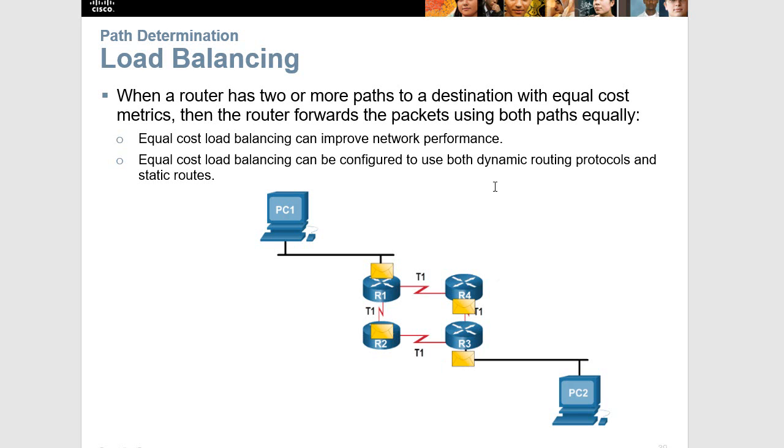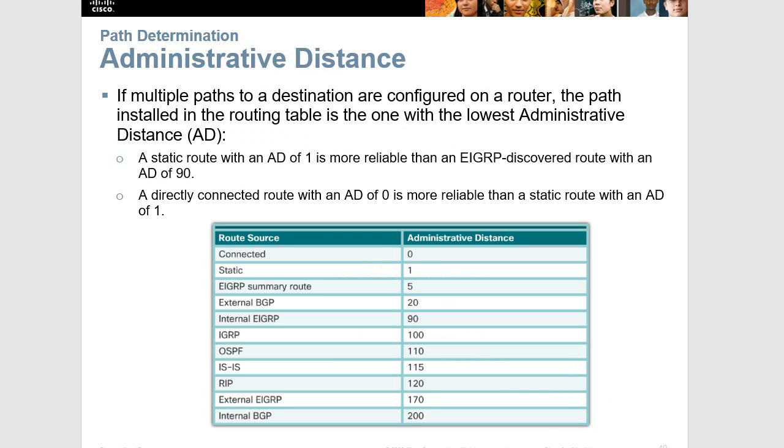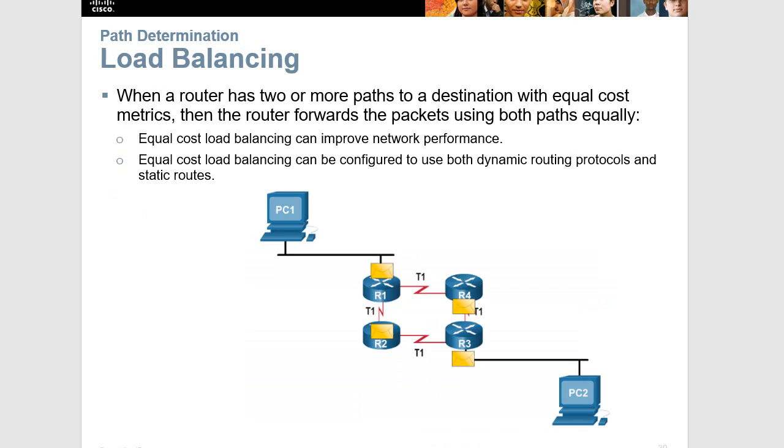Basically, you can see it improves network performance, and equal cost load balancing can be configured to use both dynamic routing and static routing protocols and static routes. I'm not sure if it'll come up in a test or not, but the only protocol that lets you do unequal cost load balancing is EIGRP.